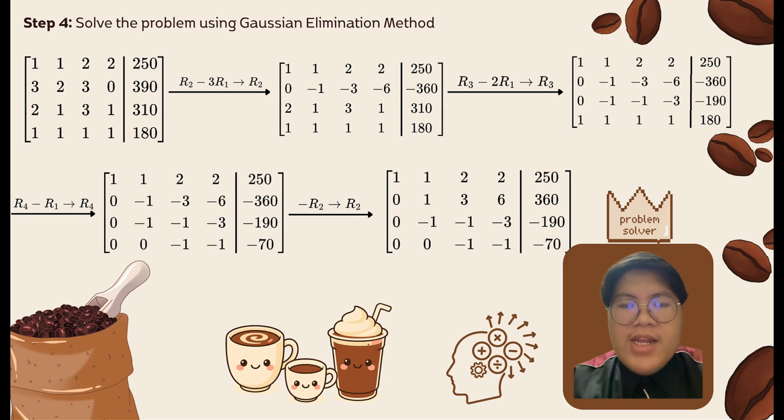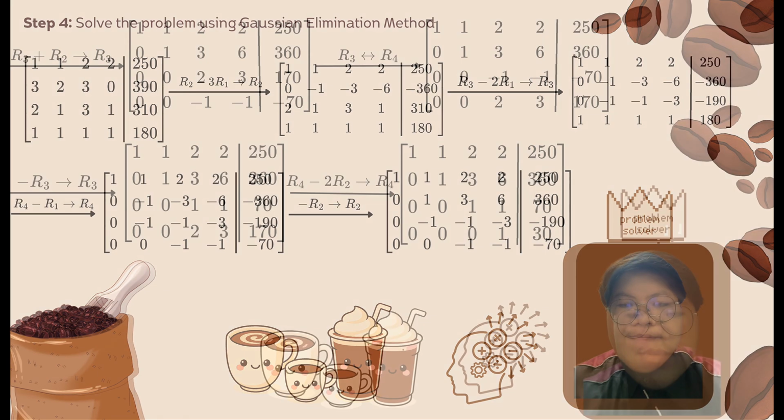With the first column clear below the pivot, we focus on the second column. To make calculation easier, we want a positive 1 as our pivot in row 2. We apply the operation negative 1 times row 2 becomes the new row 2. This changes all signs in the second row, leaving us with 0, 1, 3, 6 augmented by a positive 360. This sets us up perfectly for the remaining row reduction to solve for our drink totals.